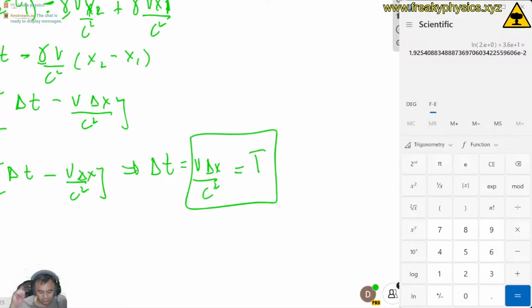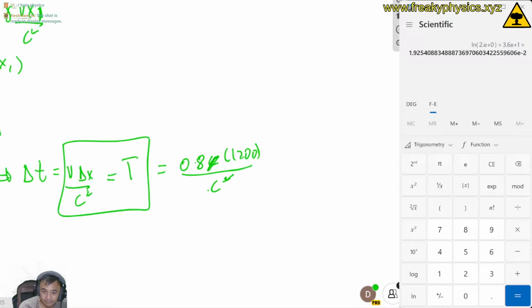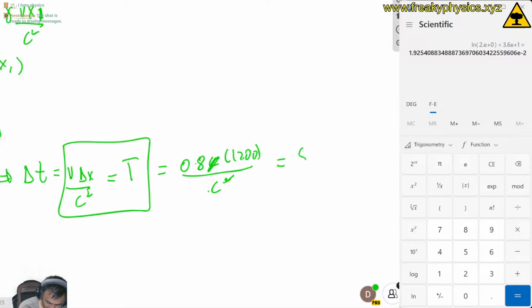And now we have it. We have our v, we have our x, we have c squared. So what's our v? That's 0.8 c. Our delta x is 1,200 meters. Finally, our c squared is just c squared. One c here cancels with this c. So we're left with 0.8 times 1,200 divided by 3 times 10 to the 8. And there is our final solution.